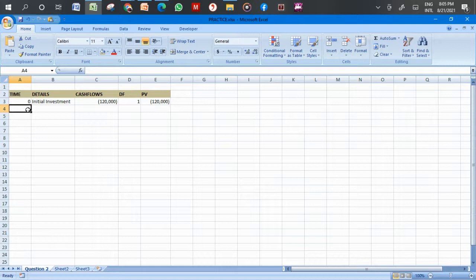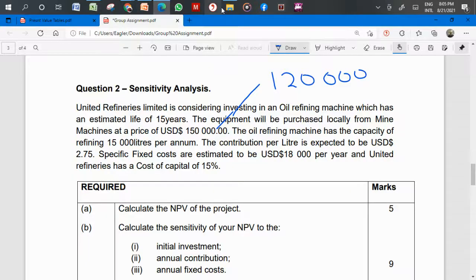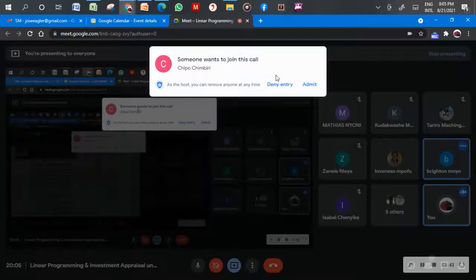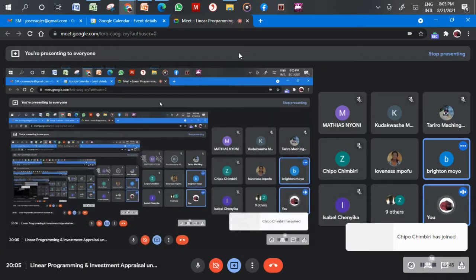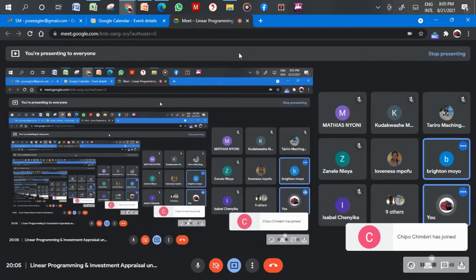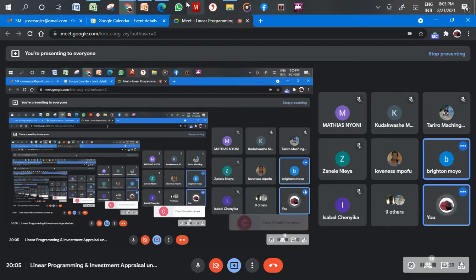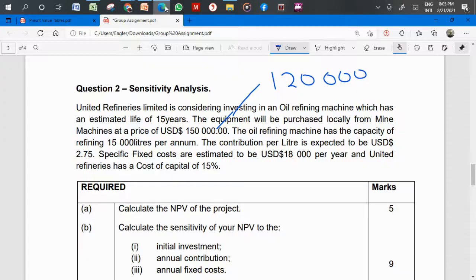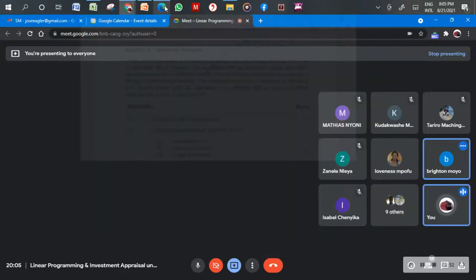Then, because this is 15 years, we can't really go year by year to say year 1, year 2, year 3. We can just say, from year 1 to year 15, what type of cash flows are we going to get? Because these are annuities, we are saying from year 1 to year 15, we're going to earn a contribution of 15,000 liters multiplied by $2.75.